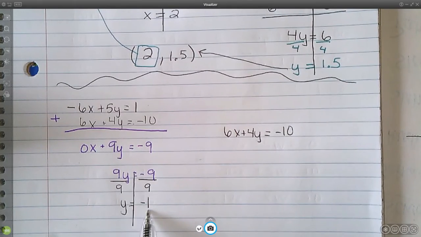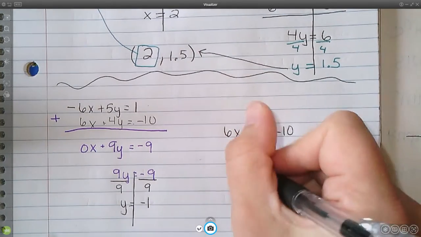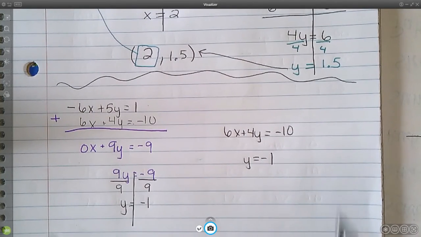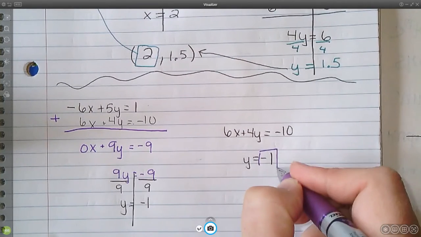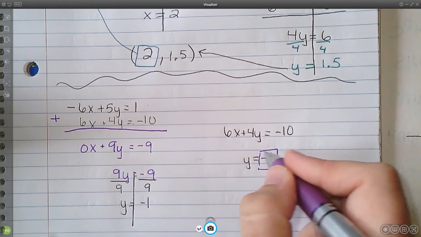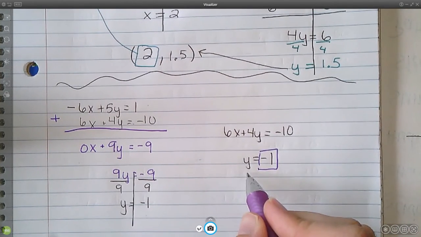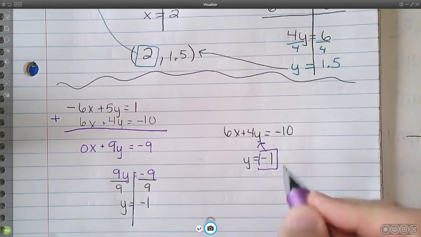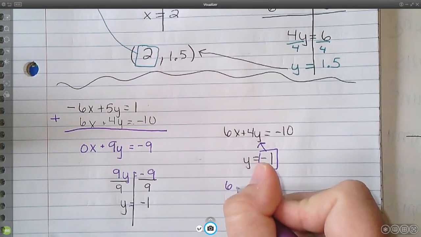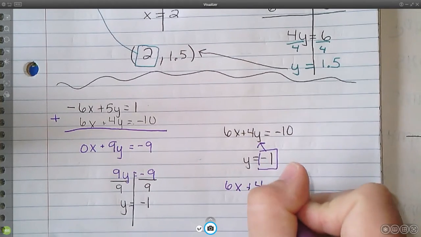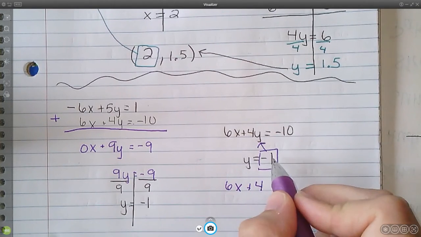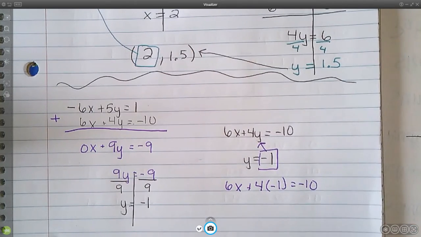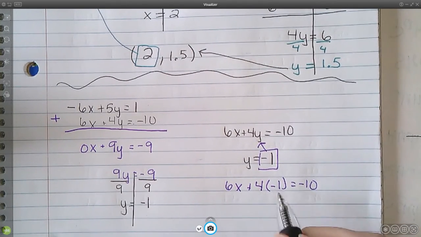Then I know that y equals negative 1. So I'm just going to rewrite that over here so it's easier to see. So now we're going to use substitution. So we're going to take this negative 1 and we're going to put it in for y, because y and negative 1 are the exact same thing. So when I rewrite that, it'll be 6x plus 4, and then instead of a y, we put a negative 1 equals negative 10. So distribute this 4.